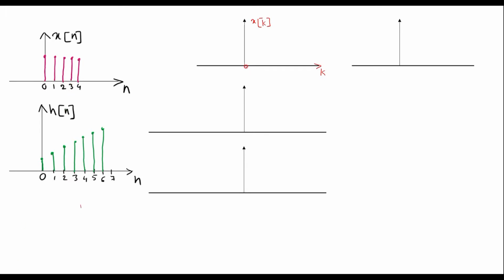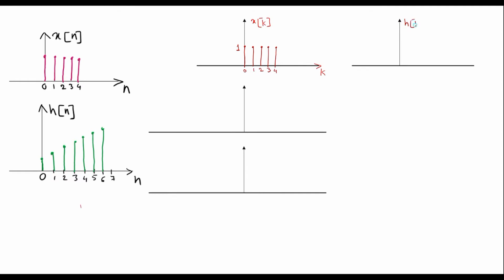At 0, its amplitude is 1. At 1, its amplitude is 1. At 2, its amplitude is 1. At 3, its amplitude is 1. And at 4, its amplitude is 1. That is 0, 1, 2, 3, 4. Its magnitude is 1. Now similarly, we'll plot the h of k signal.